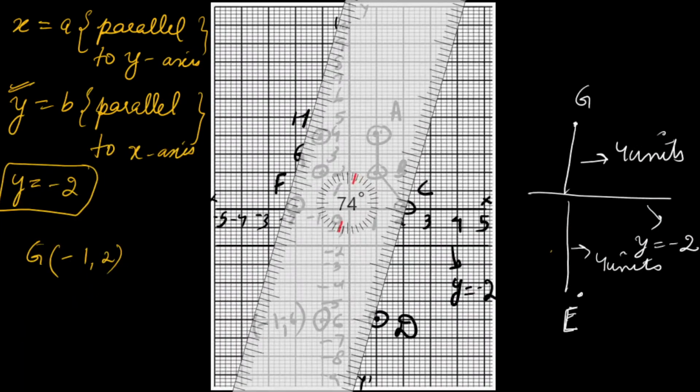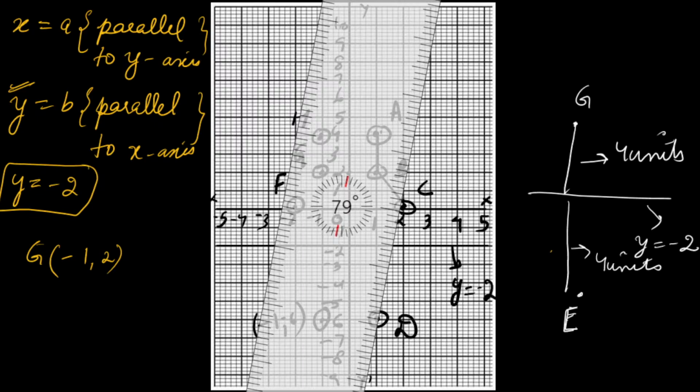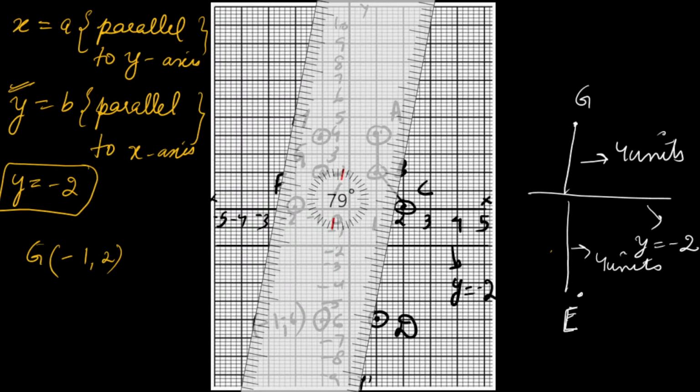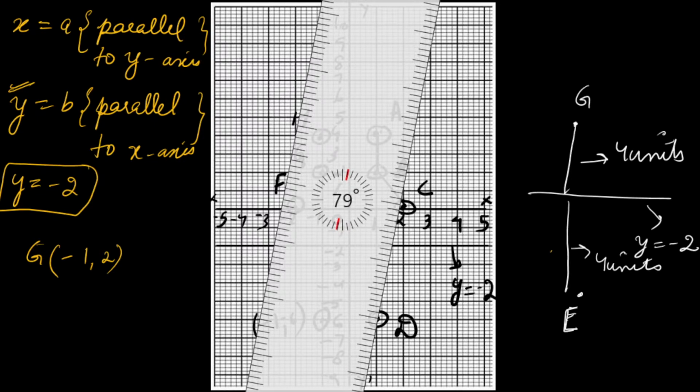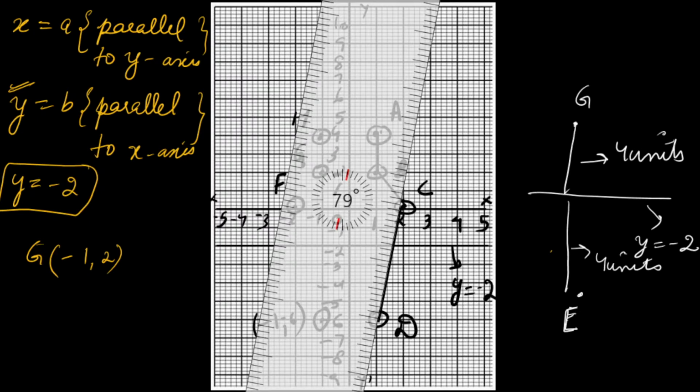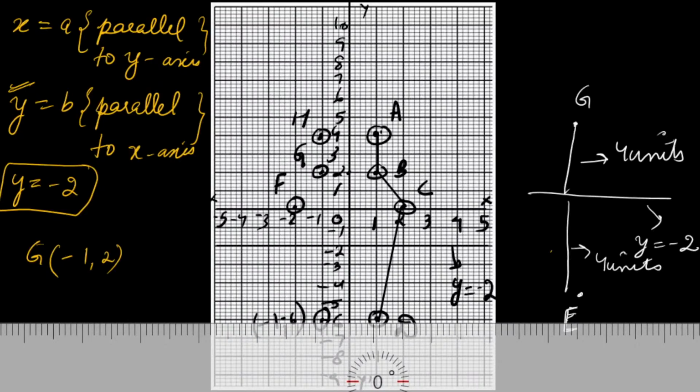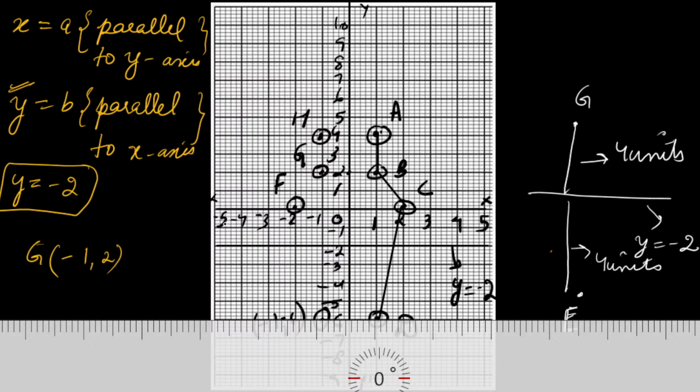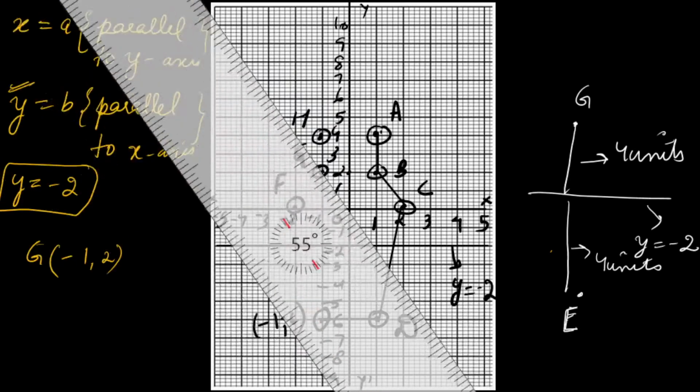So let's see which type of polygon. It will always be a polygon because it is closed. CD, DE, EF.